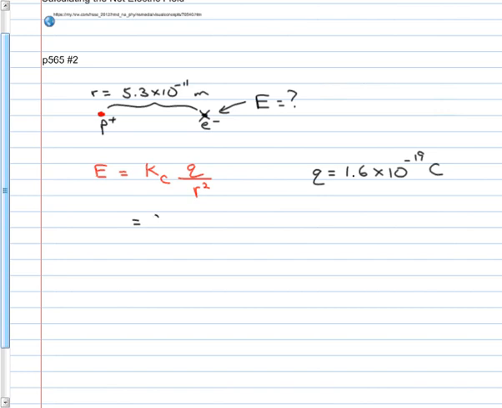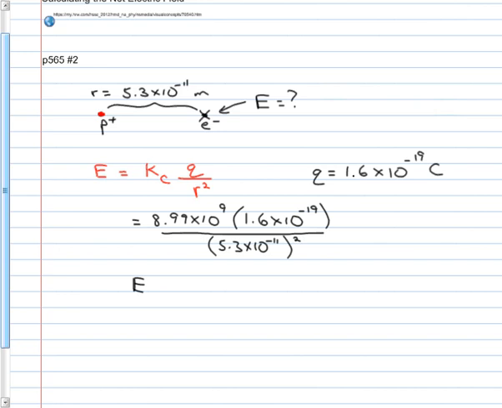So Coulomb's constant, 8.99 times 10 to the 9, times our charge, 1.6 times 10 to the negative 19, divided by the distance between them squared, 5.3 times 10 to the negative 11th, and that has to be squared. This will give us the strength. We'll figure out the direction in a minute.